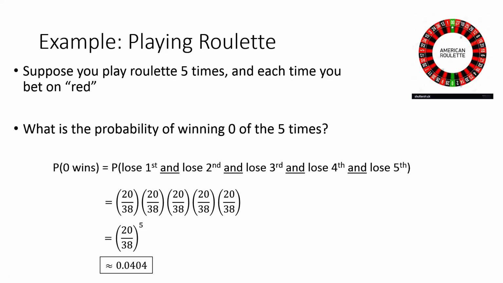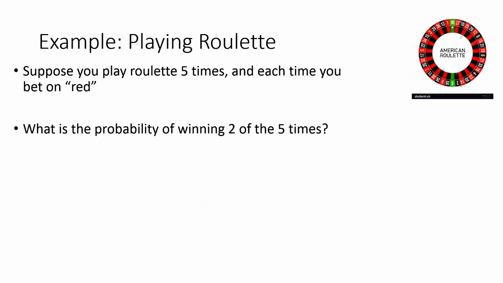Now, this example is pretty straightforward because you can only lose all of your bets one way. You have to lose every single bet. So what happens, though, if I'm interested in an event that is not all wins or not all losses? What if I want to know the probability that you win 2 of the 5 times? So you're going to play 5 times, and I want you to win 2 of them.